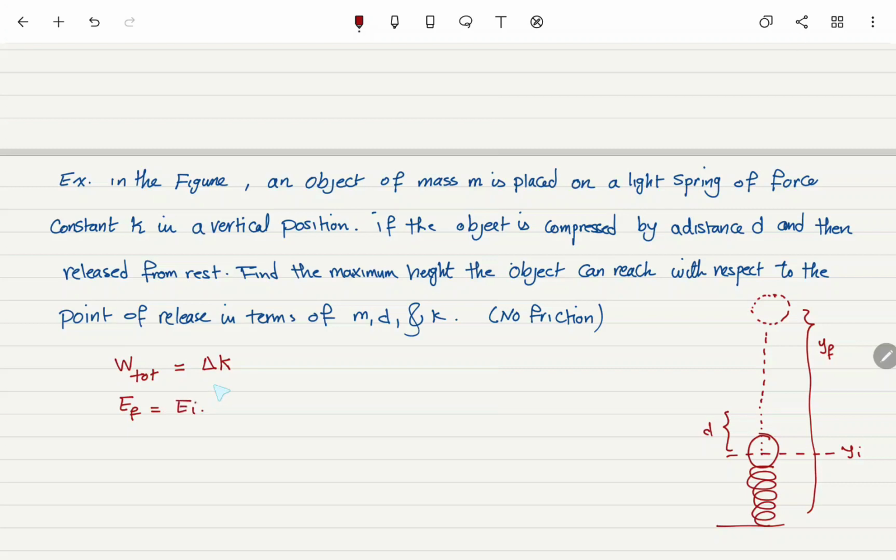Again, this one here is a special case from this one here. At this final position, y final is the maximum, and velocity v final equal to 0. Now at this final position, we have only gravitational potential energy, it's mgy final. Now at this initial position, if we assume that this is the reference point, the gravitational potential equal to 0.